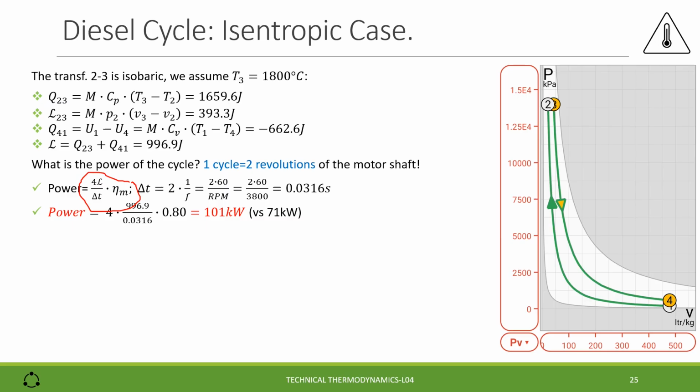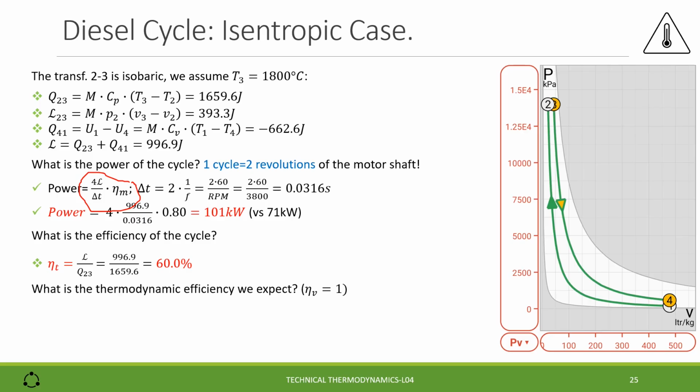Replacing the value and considering the same mechanical efficiency as the motor seen before, we find a power of 101 kilowatt. The efficiency of the cycle is the thermodynamic work divided by the given heat, also 60%. The thermodynamic efficiency we would expect instead, considering a volumetric efficiency of 1 because we have the turbocharger.